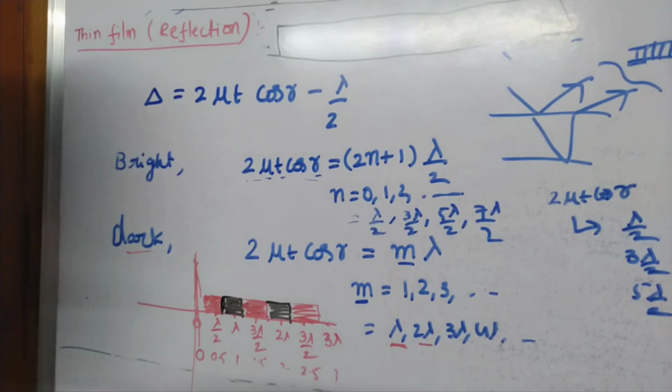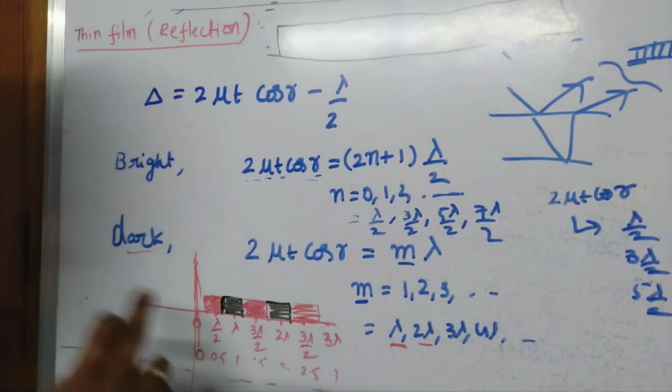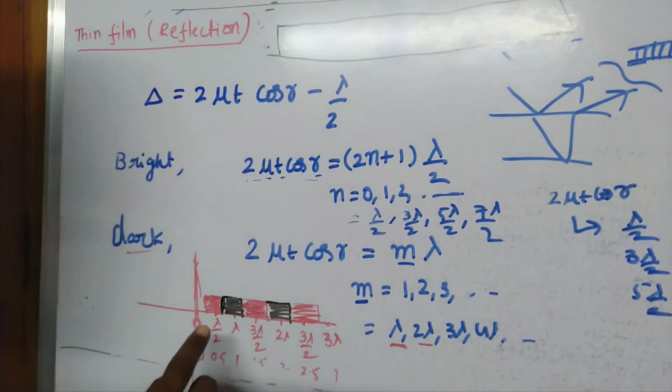So this is the interference pattern observed in the case of thin films. This is not an exact one, it is a schematic given for understanding. So this is the condition for thin film interference. Okay, thank you.